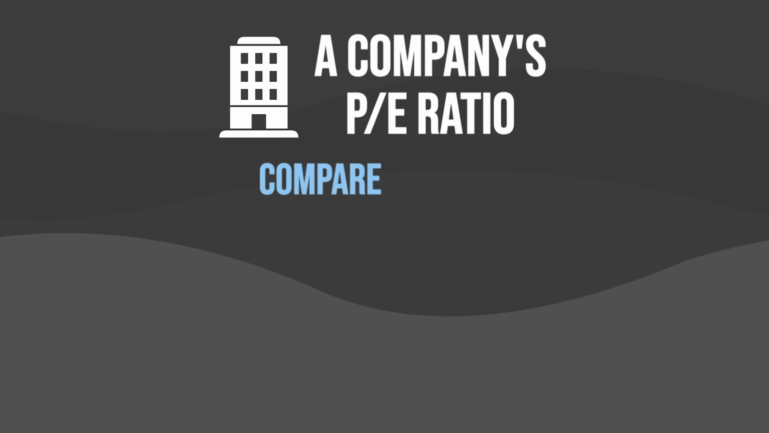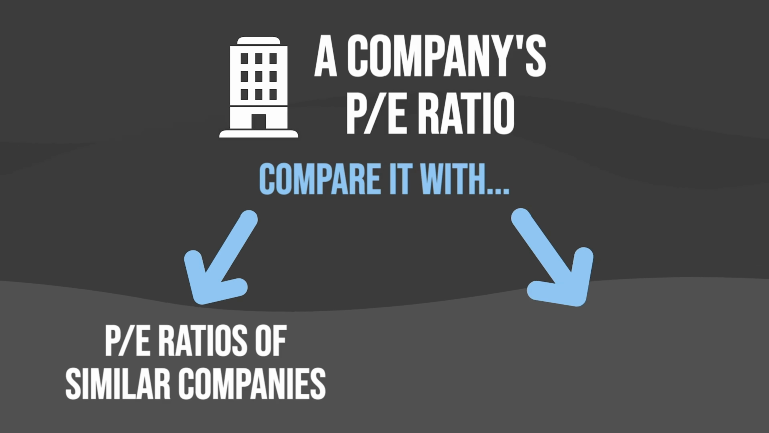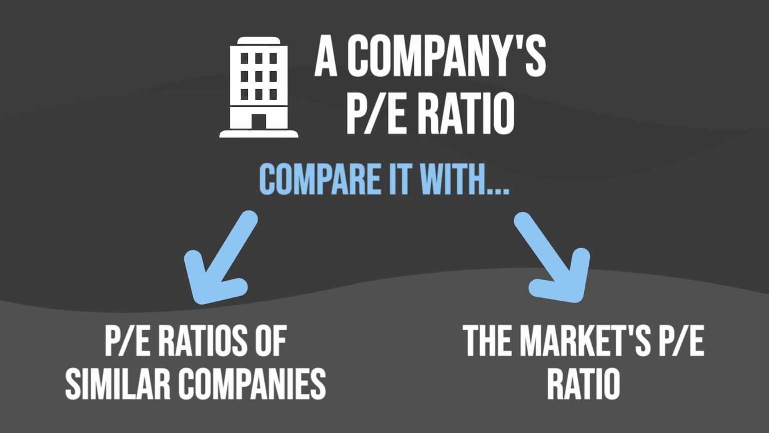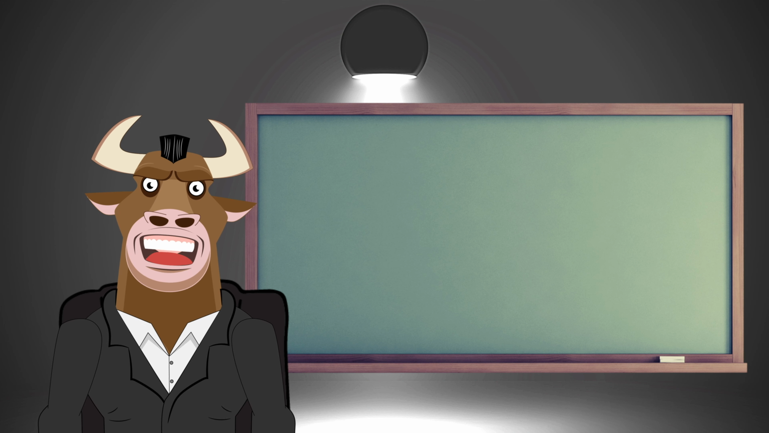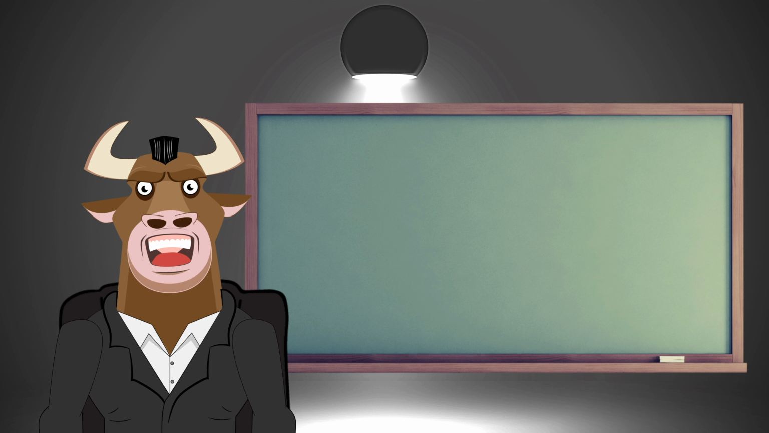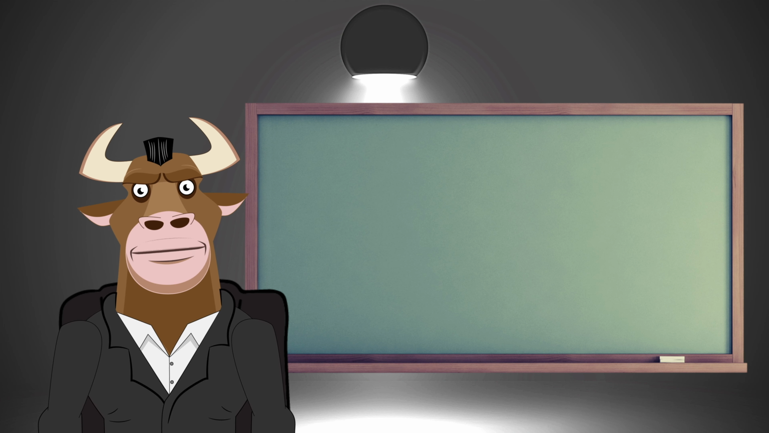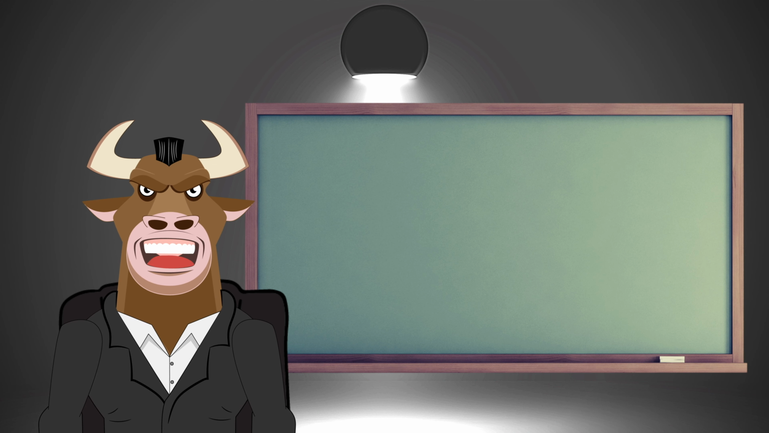You can compare it with PE ratios of its peers. You can compare it with the average PE ratio of the market. If a company's PE ratio is higher or lower than that of the market or its peers, you need to ask yourself why. You also need to look at what's called the forward PE ratio.